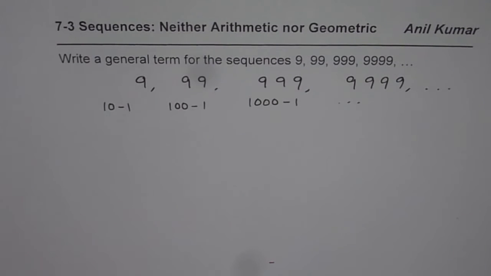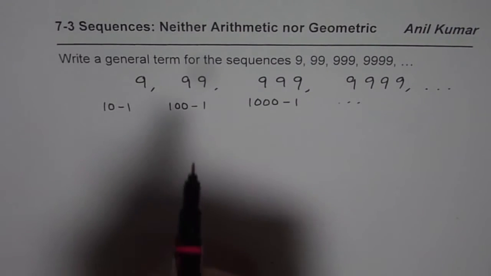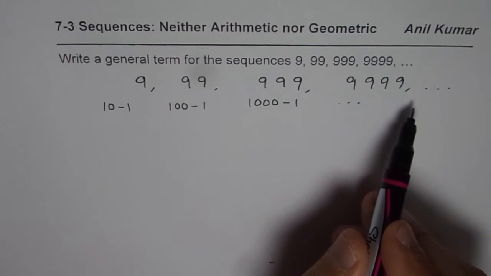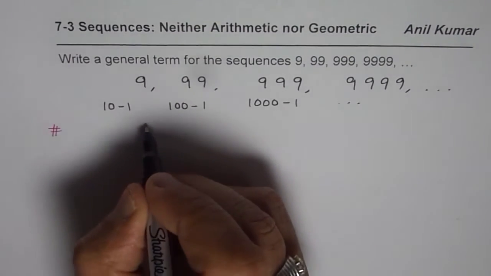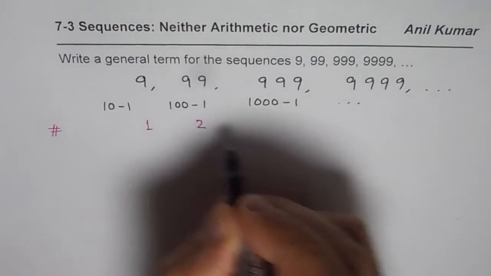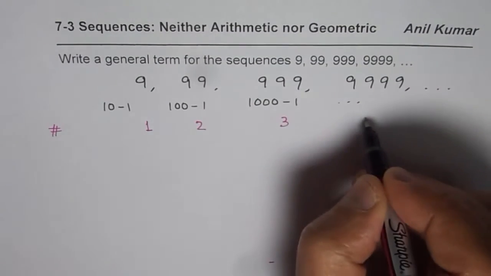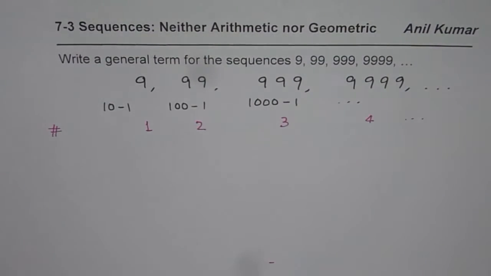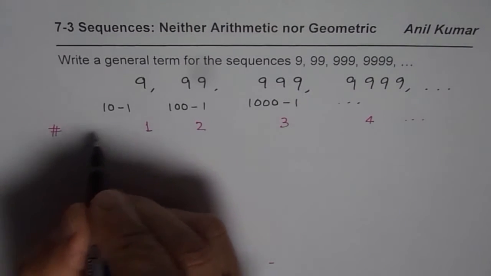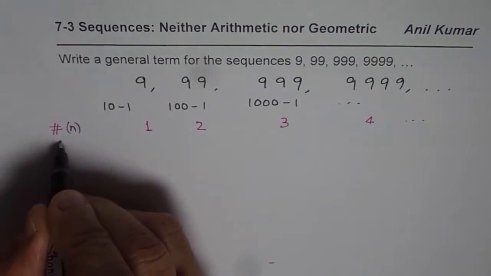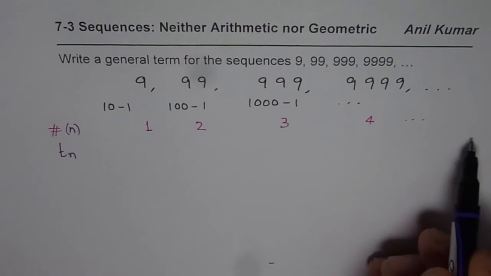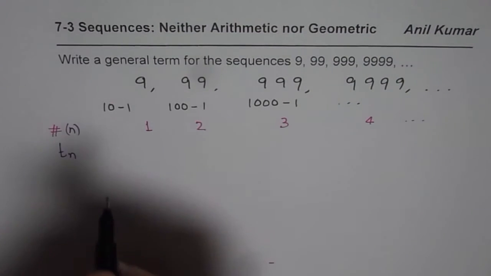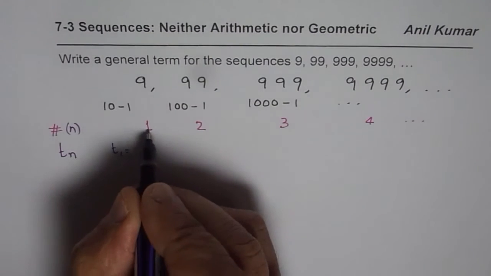Now, when we say general term, that means we have to relate these numbers with term number. So what is the term number? Let's write down the term numbers. So first term is 1, second is 2, third one is third term, then we have fourth term, and so on. Now general term will mean T of n, right? So these are the term numbers. General term means T of n. That is how we develop our formula. Nth term will be nth term. T1 is going to be the first term.